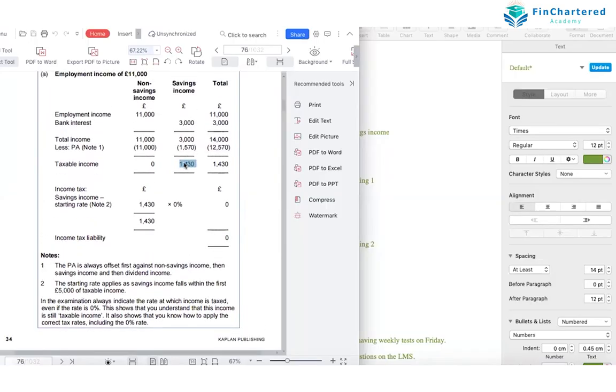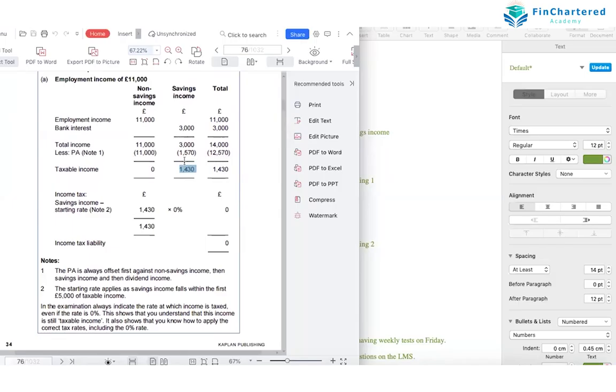Now, what is happening is that remember that income of 5,000: if our non-savings income falls within that 5,000, we will be taxing the savings income at 0%. So here, because we are falling within that 5,000 threshold, we're taxing the savings income at 0%. So the income tax liability is 0.